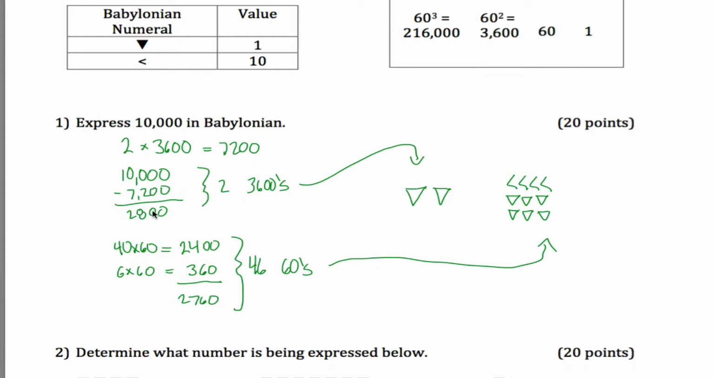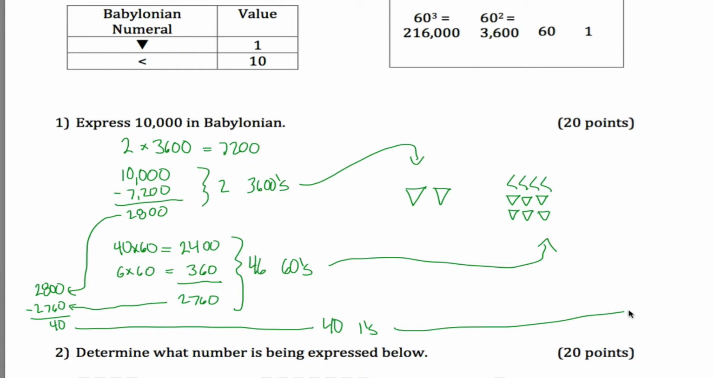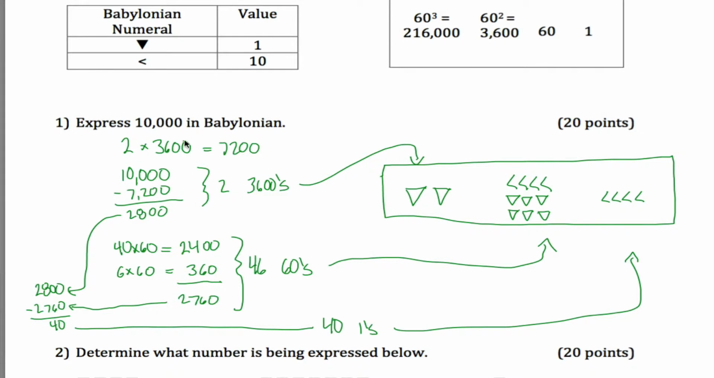But remember, we wanted 2,800 more instead of 2,760 more. So somewhere, over here, I'll take my 2,800, and that was this number. And from that, I will subtract 2,760, that was this number. And that'll tell me how much more I need to account for. If you subtract here, you get 40. So what that tells me is that I need 40 ones. And the way I'm going to write 40 ones is over here. Instead of 40 of these triangle things, I'm going to write 4 of these guys. 1, 2, 3, 4. And so this right here in Babylonian would represent 10,000.